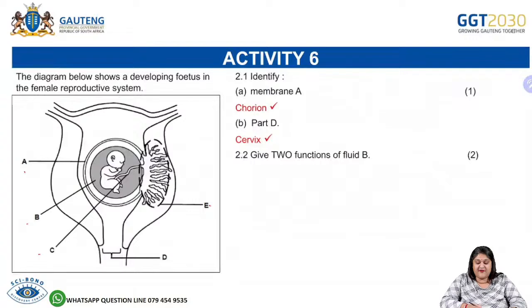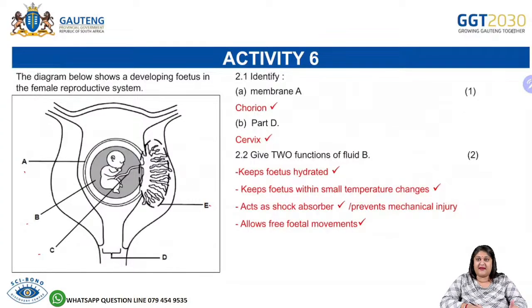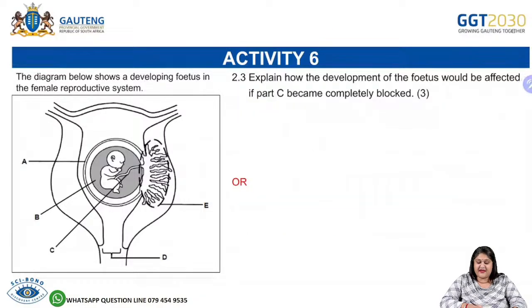Give 2 functions of fluid B. Right, so fluid B over there, you know that I told you it's the amniotic fluid. It's to keep the fetus hydrated, regulate the temperature, act as a shock absorber, and it also allows free fetal movement.